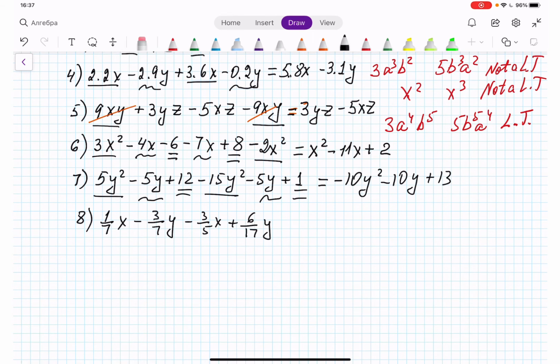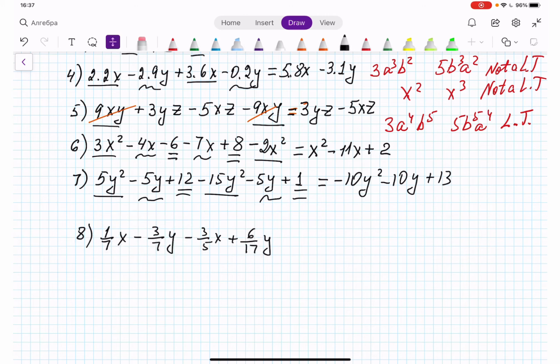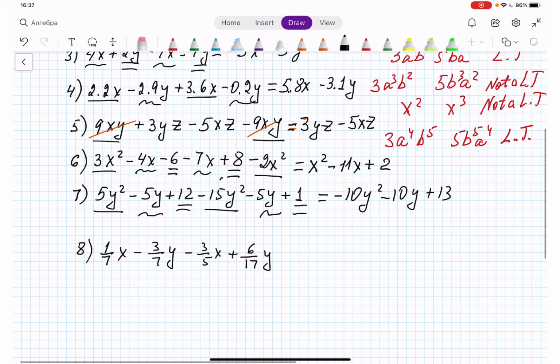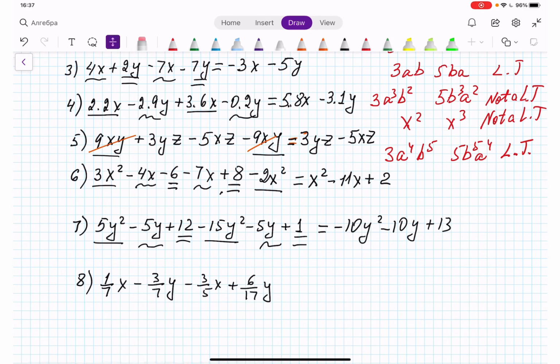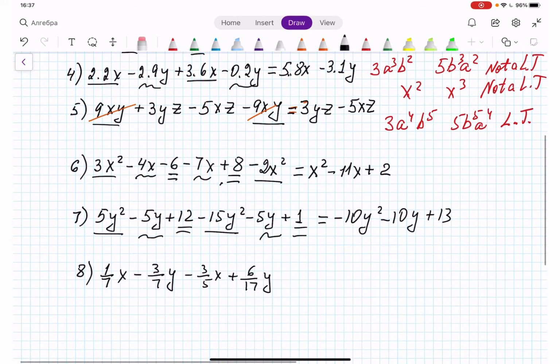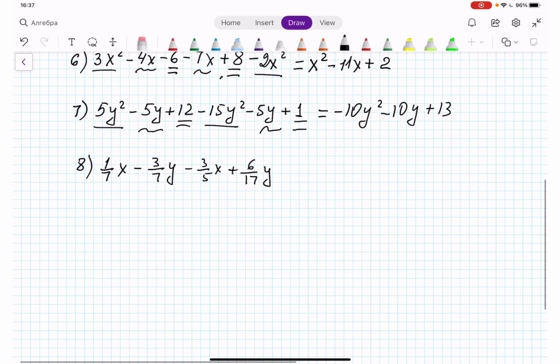Okay. Let me put some spaces so you can see better. It seems to me it's too crowded. Okay, this is better. So, all right, so what do we have? 1/7 of x, negative 3/5 of x, like terms. And here we have negative 3/7 y, 6/17 y. Okay, let's combine 1/7 x and negative 3/5 x. So I'm doing drafting.